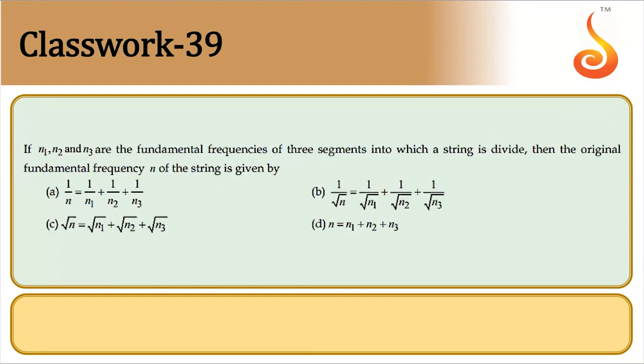If N1, N2, N3 are fundamental frequencies of three segments into which a string is divided, then the original fundamental frequency N of the string is given by. The string is divided into three parts. Each segment has frequency N1, N2, N3. Then the original string's frequency, if it is N, how are they related?